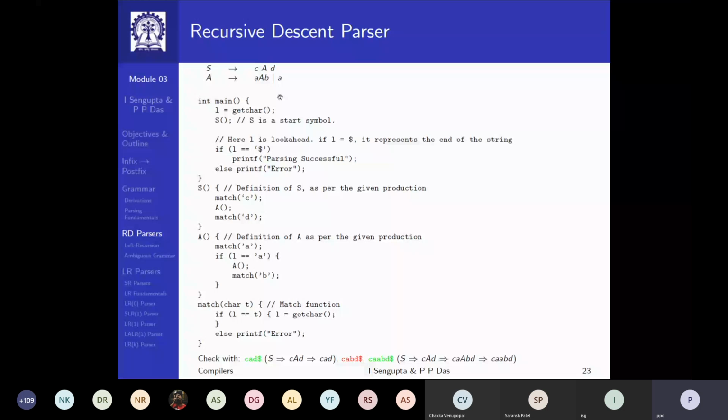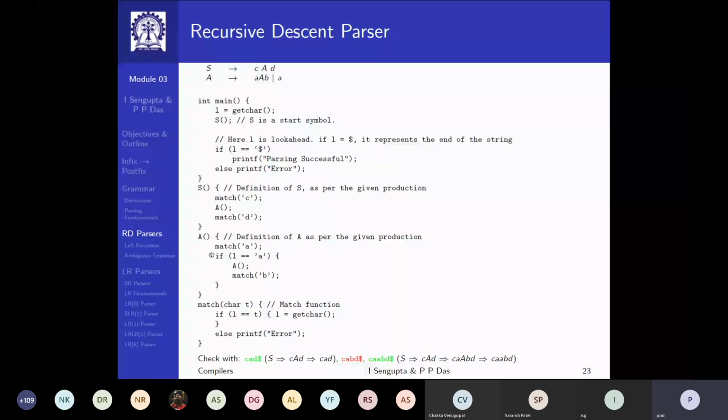So that's a basic language. I mean, that's just for familiarization. Now, what happens in terms of main? Nothing changes. In terms of S function, nothing changes, because there's no change in the production rule. But what will change in terms of A?